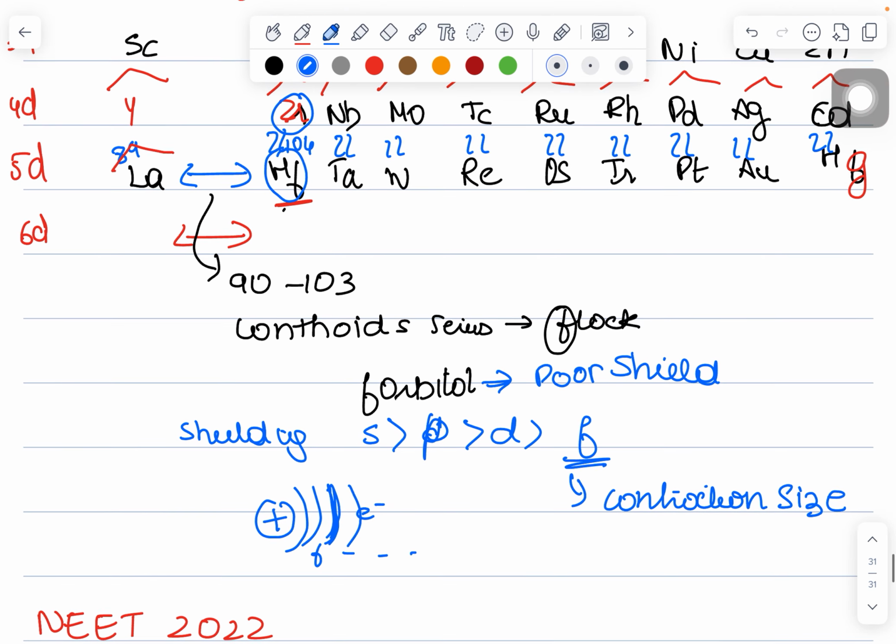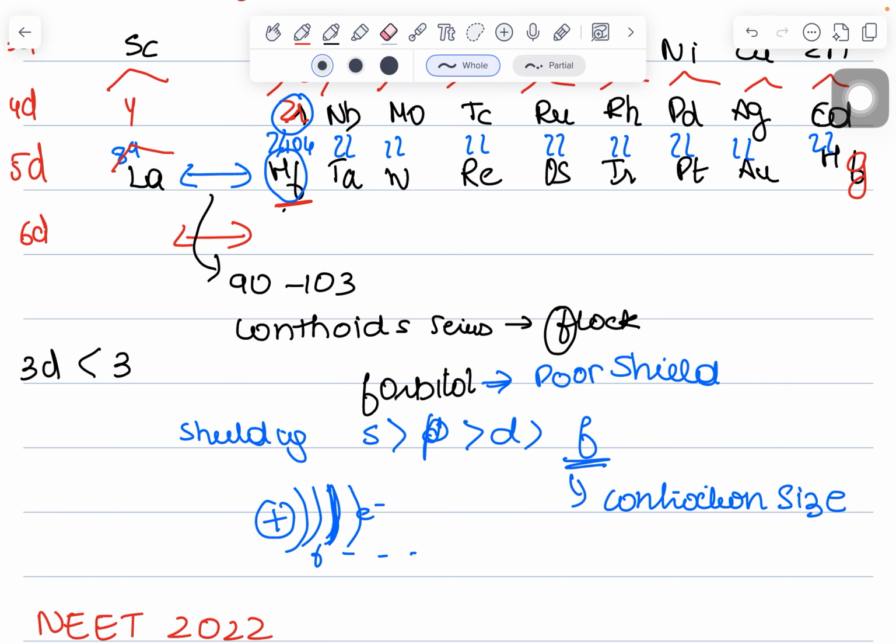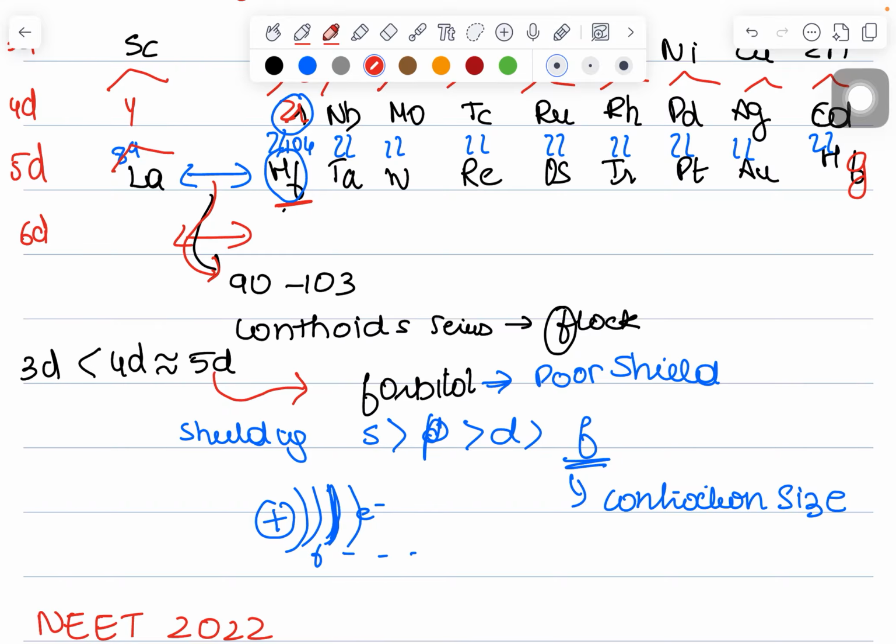So if you see the atomic radius trend, in 3d, down the group it increases, so the 3d series has the least atomic size, 4d has higher atomic size, but in 4d and 5d, instead of 5d having higher size, they have similar size. Why? Because of the lanthanide series which is present here, they have f orbitals. The f orbital is a poor shielder.